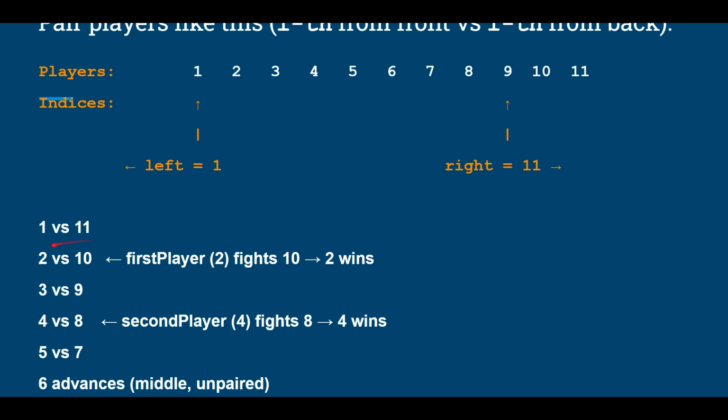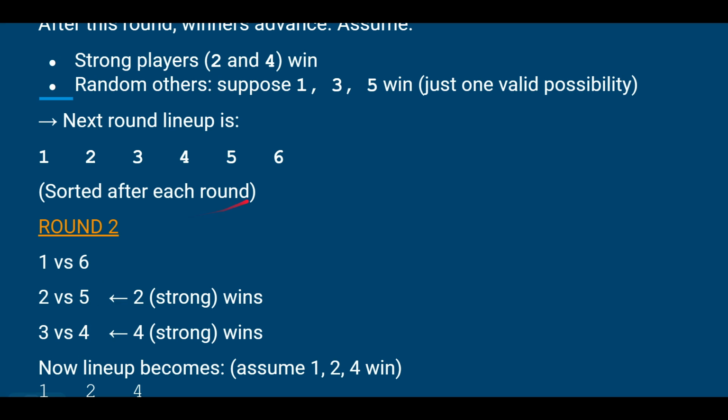So 1 vs 11 we will do, and 2 vs this, what will happen? Who will win? Let's suppose the first player is here, so the first player will win, right? And will get 2 wins here. Can we say that? 4 and 8 means player 4 will win, right? So 4 wins here, right? So total is this one, and in the last we have 6 advances, so middle, and the rest of the others are random. Who will win? God knows, right?